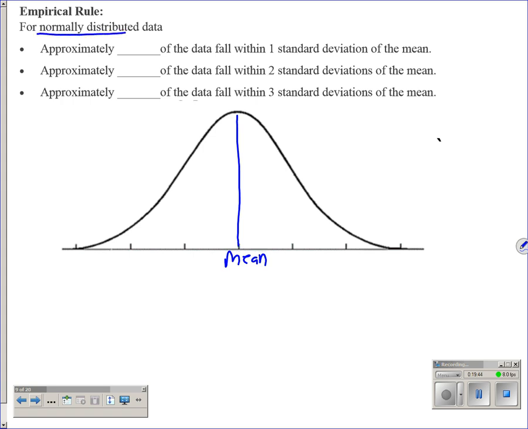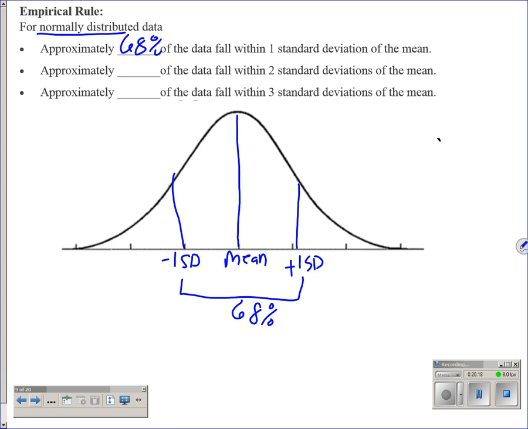But with a normally distributed curve, there is an approximate percentage of how these data points differ from the mean. And it says that approximately 68 percent of data is going to fall within one standard deviation of the mean, which is what these hash marks represent. So between these two points, plus one standard deviation and minus one standard deviation, we have 68% of my data. Over half of my population falls within one standard deviation.